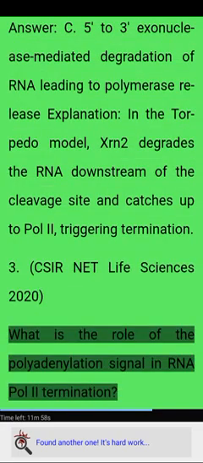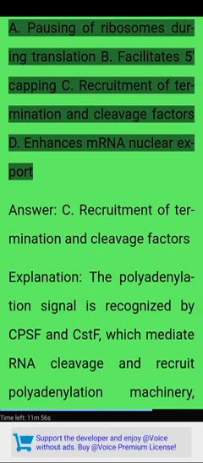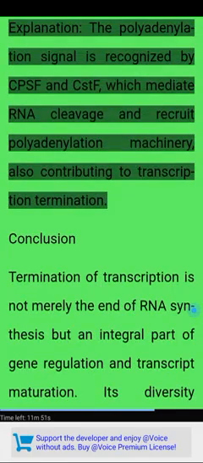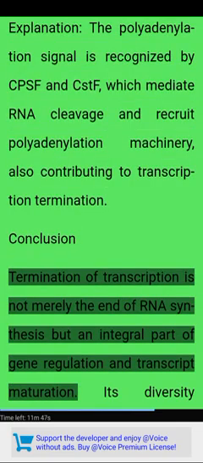3. CSIR NET Life Sciences 2020. What is the role of the polyadenylation signal in RNA Pol II termination? A, pausing of ribosomes during translation; B, facilitates 5' capping; C, recruitment of termination and cleavage factors; D, enhances mRNA nuclear export. Answer: C, recruitment of termination and cleavage factors. Explanation: the polyadenylation signal is recognized by CPSF and CSTF, which mediate RNA cleavage and recruit polyadenylation machinery, also contributing to transcription termination.